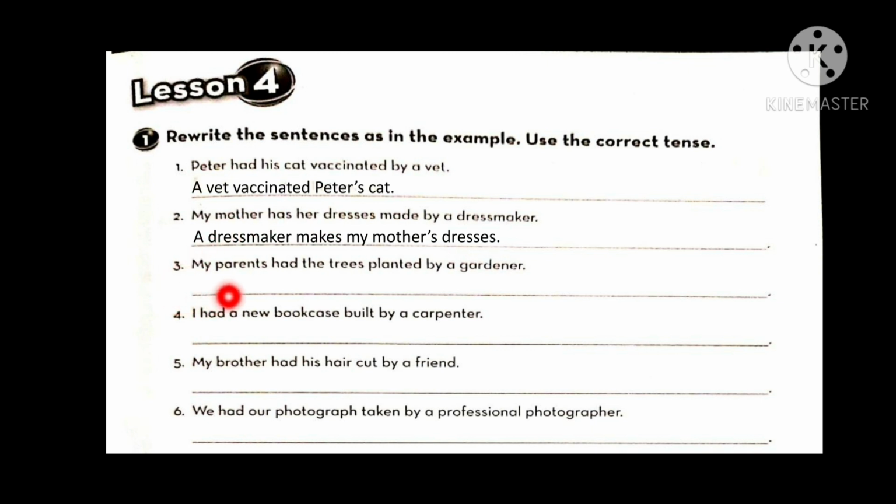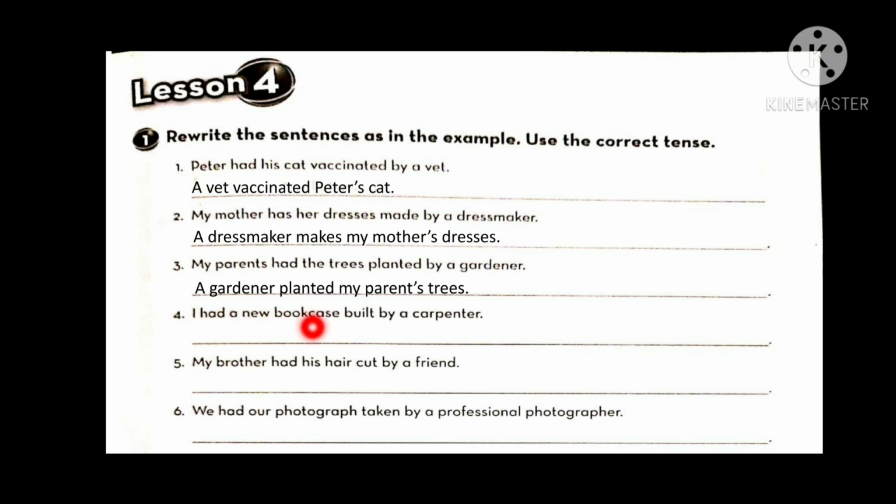Number 3, my parents had the trees planted by a gardener. Had object verb 3. Had means that we should use what? The simple past form. That's right. Where is the subject? Gardener. So a gardener planted. That's right. A gardener planted my parents' trees. Excellent. Number 4, I had a new bookcase built by a carpenter.